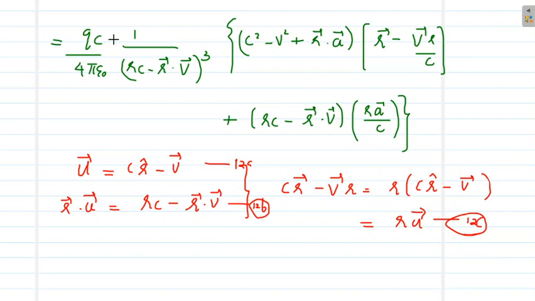So we have qc by 4 pi epsilon 0 into 1 by rc minus r bar dot v bar. So this term is simply r bar dot u bar. Here again we have rc minus r bar dot v bar. And here in this term you can take c r bar minus v bar whole divided by c as the new term. And in the numerator as well we can bring a substitution of r into u bar. So let us make these modifications in this equation.